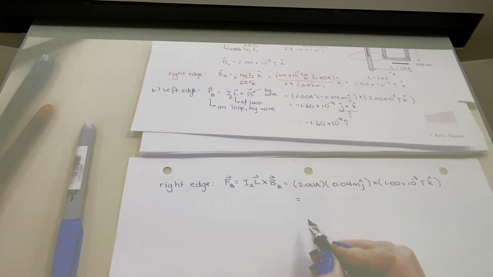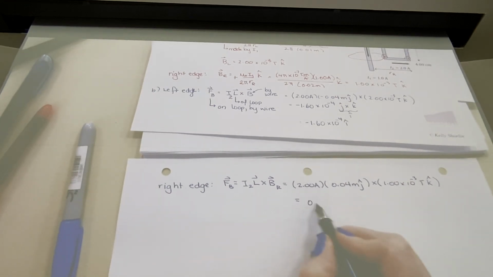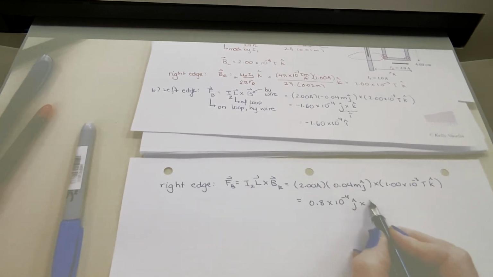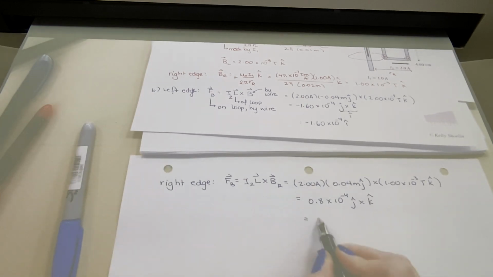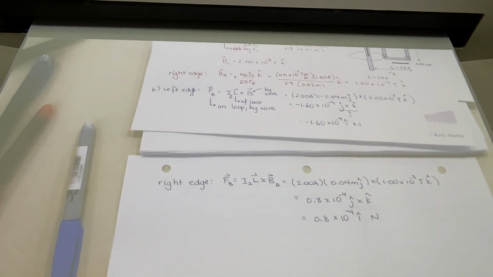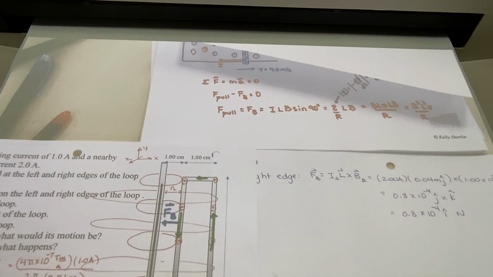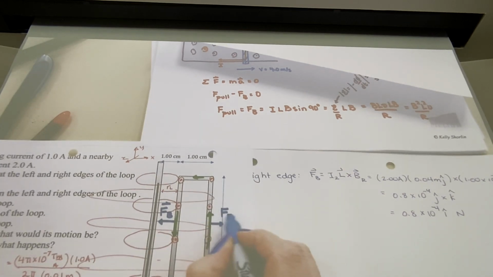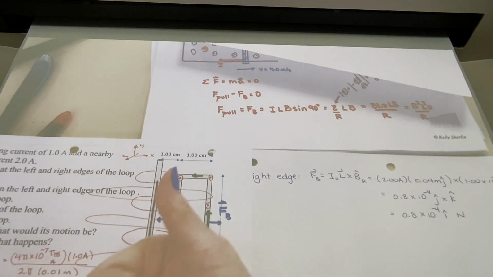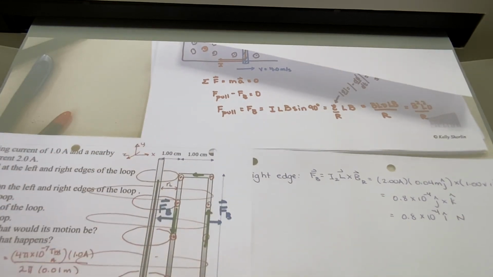That gives us 0.8 times 10 to the minus 4 j cross k, sorry, which is i. Units are newtons. So the force on the right edge of the loop is in the opposite direction. It's smaller, so I'll draw it a little bit smaller. Any questions? And then you could have got the direction there with the right-hand rule as well if you wish. So I cross B gives our force pointing towards the right.